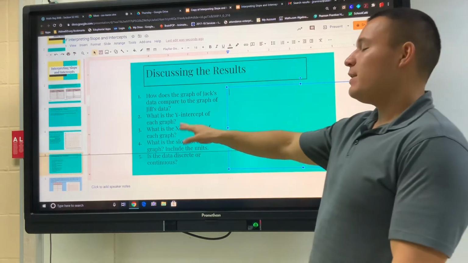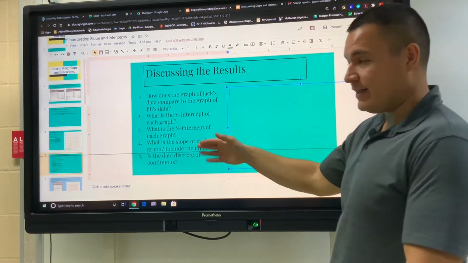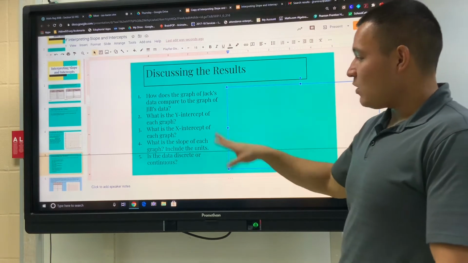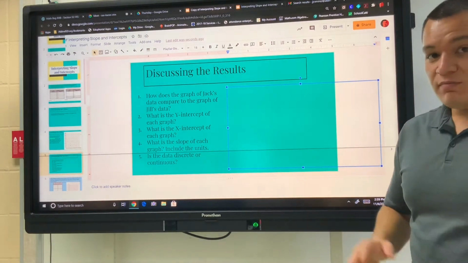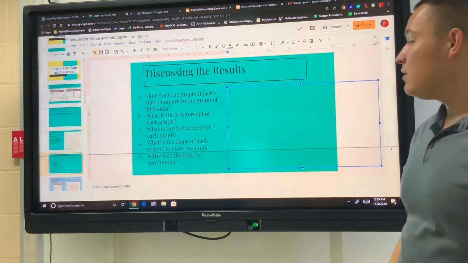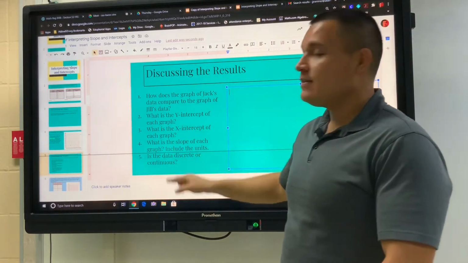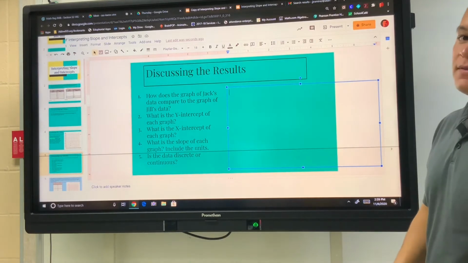Okay. So for the y-intercept, it's not how do they compare, it's just what is it? What about the x-intercepts? What about the slopes? What do the different slopes mean in real life? And is the data discrete or continuous?